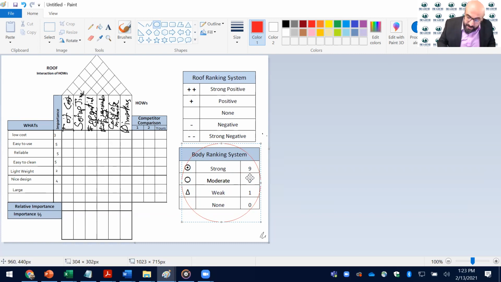And we have four options: 9, 3, 1, or 0. So we select these symbols, which are the circle with a dot, or just a circle, or a triangle, or nothing if there's no relationship. Starting with the first one, what would be the relationship between the total cost and the low cost? I would think that would be a 9. That would be very strong. The relationship between cost and low cost would be very good. So I'm going to type 9 here.